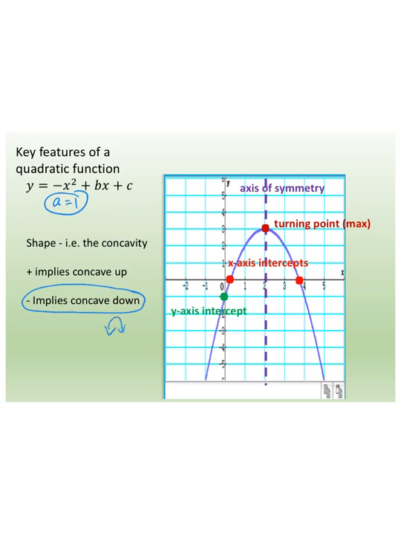Same thing, it's got an axis of symmetry and the turning point. This time it is a maximum turning point. Then the x-axis intercepts, or the roots, and the y-axis intercept. So same features as the parabola you have known so far, but with some slight changes. It's just a reflection. That's all.